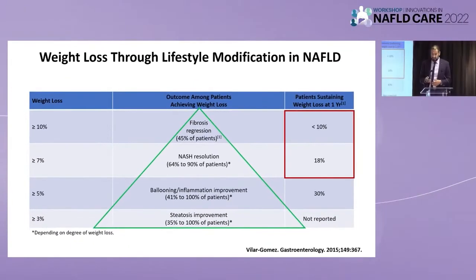The problem is that only a minority of patients are able to achieve this. So you see in the red box, only 10% of patients that were enrolled in a clinical trial where they had visits with the dietitian on a monthly basis, they had a weekly phone call, only 10% were able to lose that 10% total body weight, and only 18% were able to lose 7%. So this is a major issue with weight loss through lifestyle modifications.